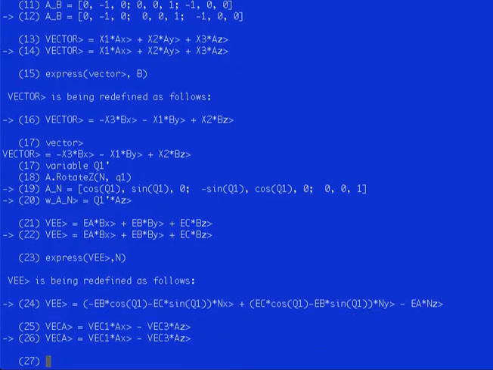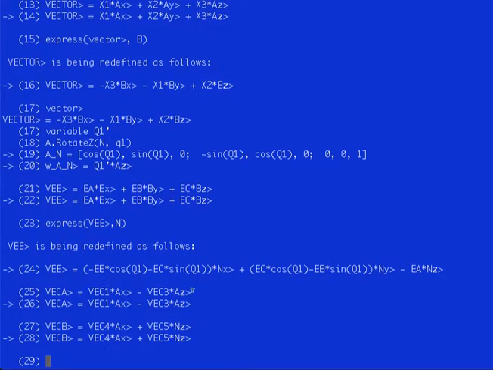Okay, let's do two more vectors real quick here. So I can do vec A and vec B. So vec A is in the A basis, and vec B is in mixed basis. And now I'm going to do a simple dot product between these two things. And it can do this dot product in the mixed bases because it knows how A and N are related through this rotate command, which as a result gave me the rotation matrix.